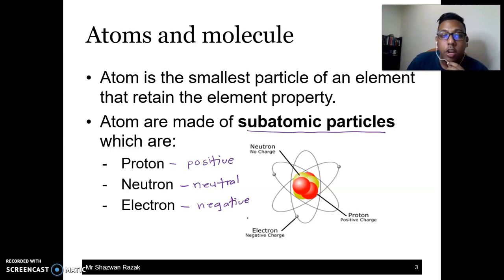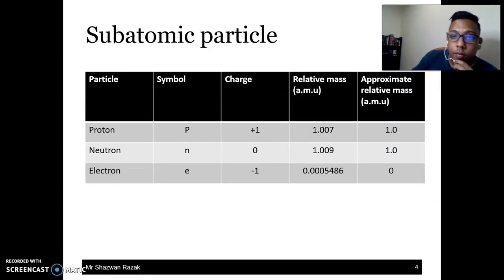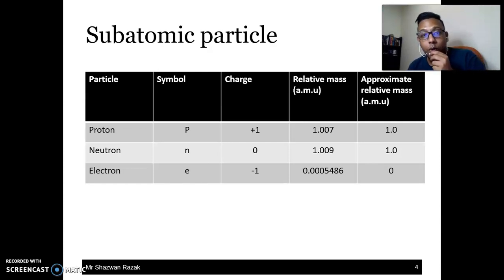Both proton and neutron berada di dalam nucleus. Okay, both proton and neutron is in the nucleus, while the electron is around the nucleus. Okay, dia berada di luar. Okay, important thing that you have to know here is both proton and neutron mass dia adalah 1.0 AMU. Okay, about the same. While electron, surprisingly tiada mass di situ. So what we can say here is the mass of an atom is actually just from the proton and neutron.